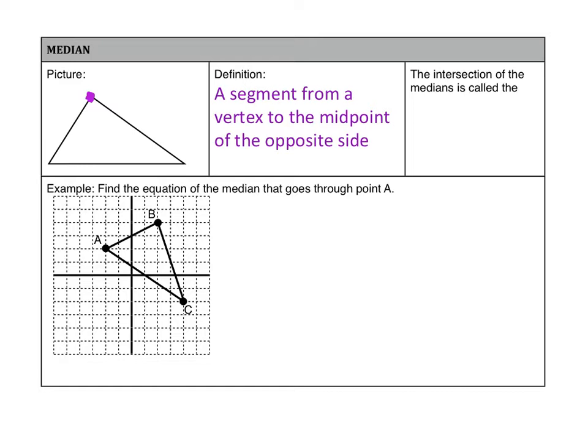The first one involves the median, and the median goes from a vertex, which is where the two sides come together, to the midpoint of the opposite side, and the midpoint means that these two segments are equal length. So when we connect those 2 points, we have a median. And then the intersection of all the medians is called the centroid.